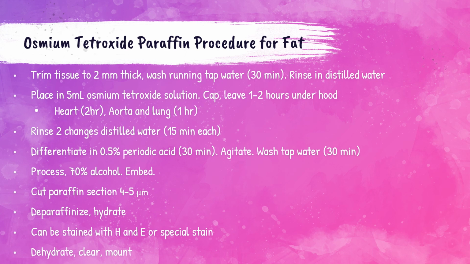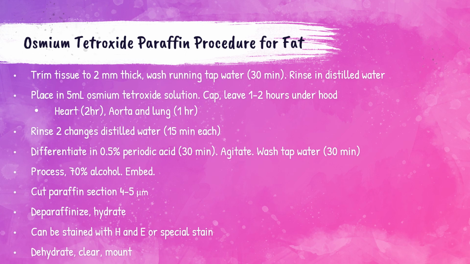It's important to agitate this periodically throughout that 30-minute period. After that time is up, wash it with tap water for 30 minutes. After this 30-minute period, the tissue should be processed routinely, starting with 70% alcohol, and embedded routinely. The paraffin sections are cut 4 to 5 microns in thickness, picked up on slides, and then routinely dried.